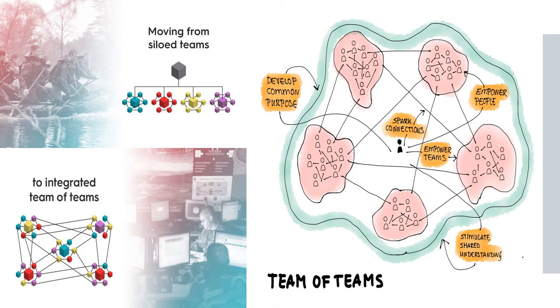So look at this. Now I'm moving from siloed teams to an integrated team of teams. I've listed some of the things that the leader does, and we've talked about creating the right environment. And we have talked about eyes on, hands off, allowing them to actually do their thing. What does that mean?